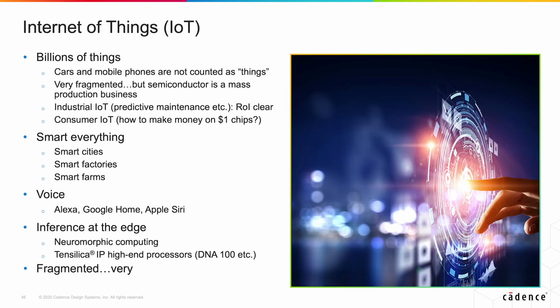Then the Internet of Things. There are lots of things. Because they have their own market, cars and mobile phones are not really counted as things. So we're talking about things like Ring doorbells and garbage cans in cities that tell the city when they're full and that kind of thing. The big challenge here is it's a very, very fragmented market, and it's unclear how you make money on these very cheap chips.